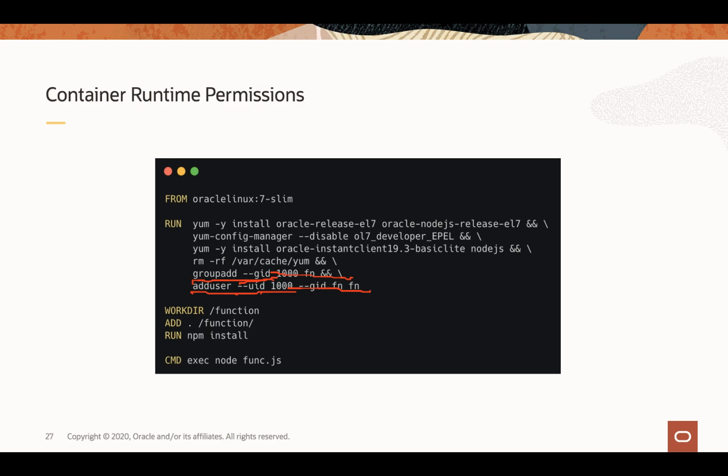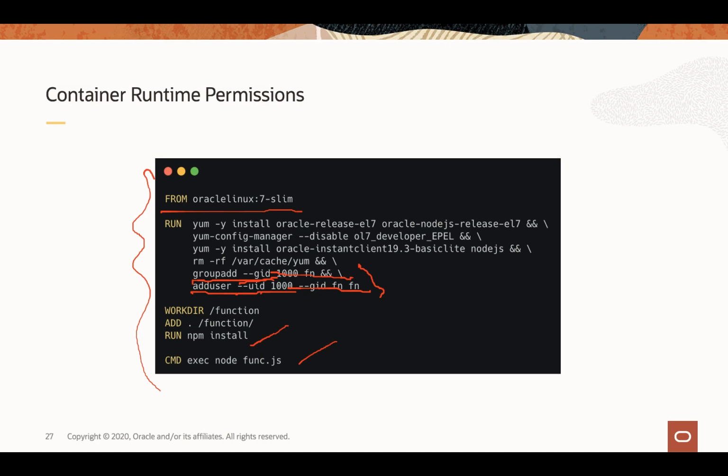And if you are bringing your own Dockerfile, so this is my own Dockerfile, right? As you can see, from Oracle Linux 7 Slim, and I'm just installing Oracle Release EL7 and Node.js and Oracle Instant Client and things like that. And I'm saying workdir /function, add, and I'm adding the code, and then I'm saying npm install, and then I'm running this function. When I do that, without having this GID and UID, it will error out.